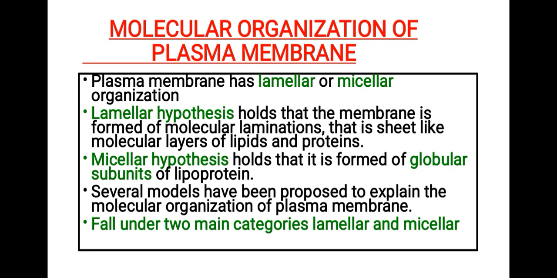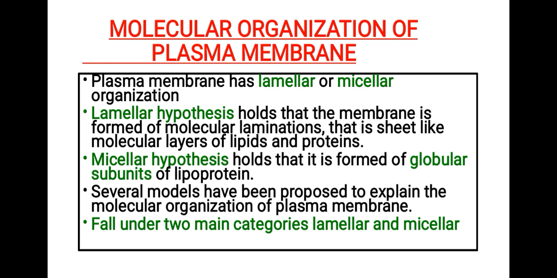Molecular organization of plasma membrane. The plasma membrane has laminar or micellar organization. The lamellar hypothesis holds that the membrane is formed of molecular laminations, that is, sheet-like molecular layers of lipids and proteins. The micellar hypothesis holds that it is formed of globular subunits of lipoprotein. Laminar means sheet-like arrangement.